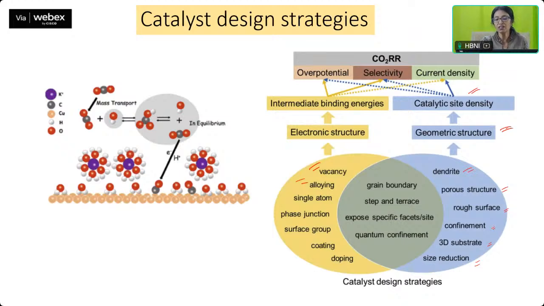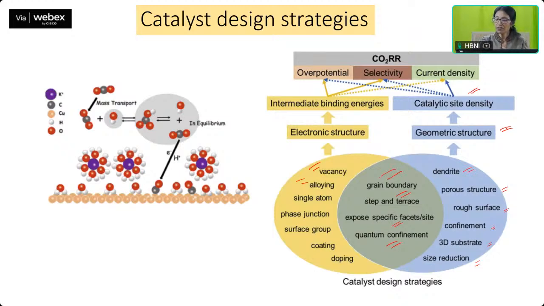It also has a direct effect on the selectivity, in combination with the current density. So ideally, what you need to do is you need to balance all these three. And with that, so basically you can have a grain boundary thing, you can have step and terrace, you can have exposed specific facets or quantum confinement. So they play a role in both of this. So it increases the overpotential, it increases the current density.